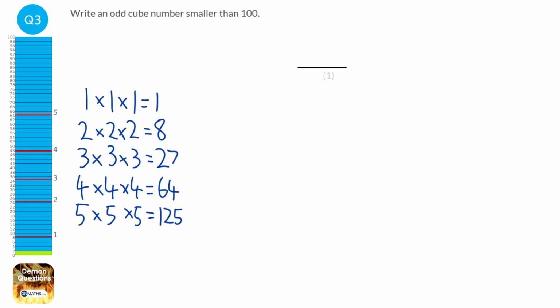So 1, 8, 27, 64, 125 are all cube numbers, and it goes on forever. And this question's asked us to find an odd cube number that is smaller than 100. So it has to be odd, so that gets rid of the 8 and the 64. And it has to be smaller than 100, so that gets rid of the 125. So I can either write down 1 would be a fine answer, or 27. I'm going to go for 1.